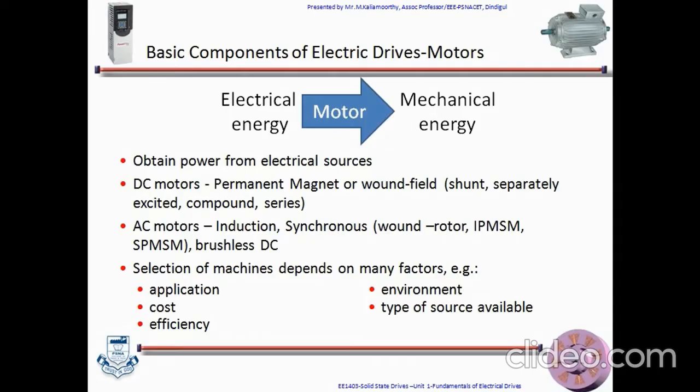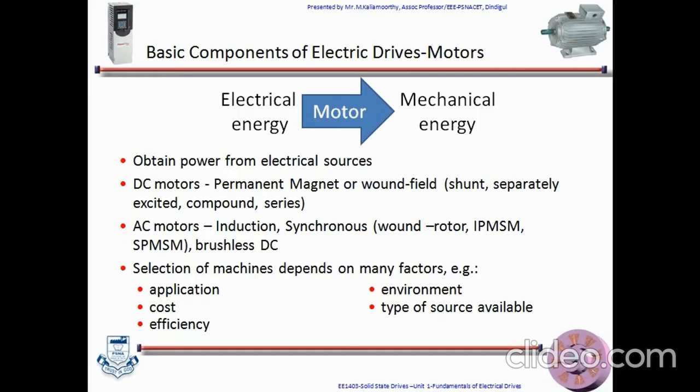Let us have a detailed discussion about the electrical motors, which are part of an electrical drive system. We all know that an electrical motor converts electrical energy into mechanical energy. These electric motors obtain power from electrical sources. We have varieties of electric motors. For example, electric motors are generally classified into two types: DC motors and AC motors.